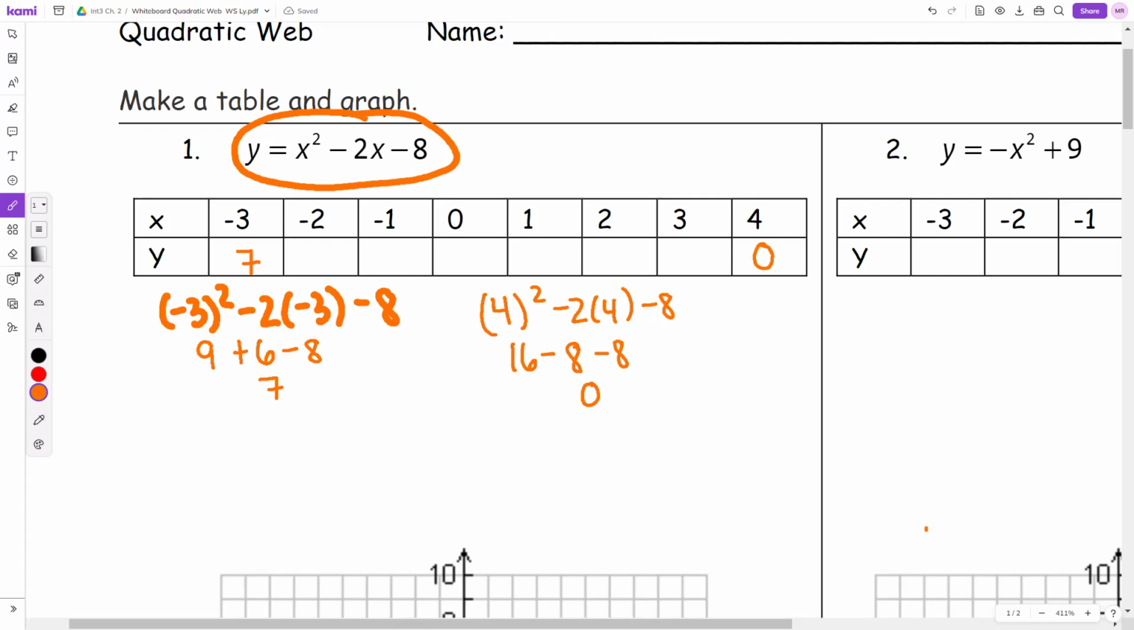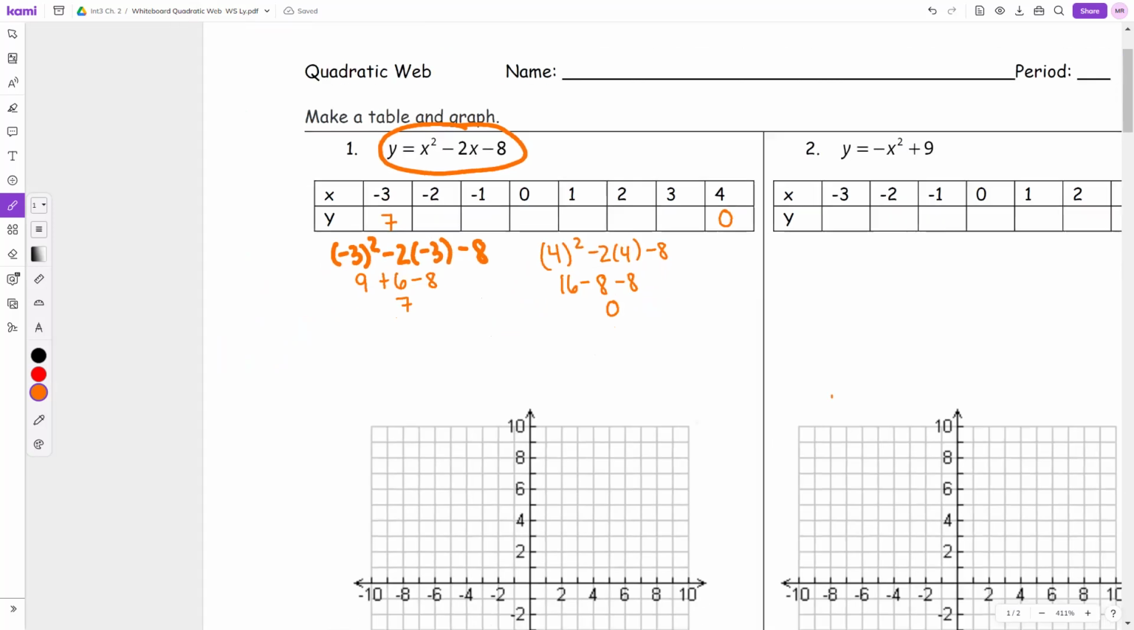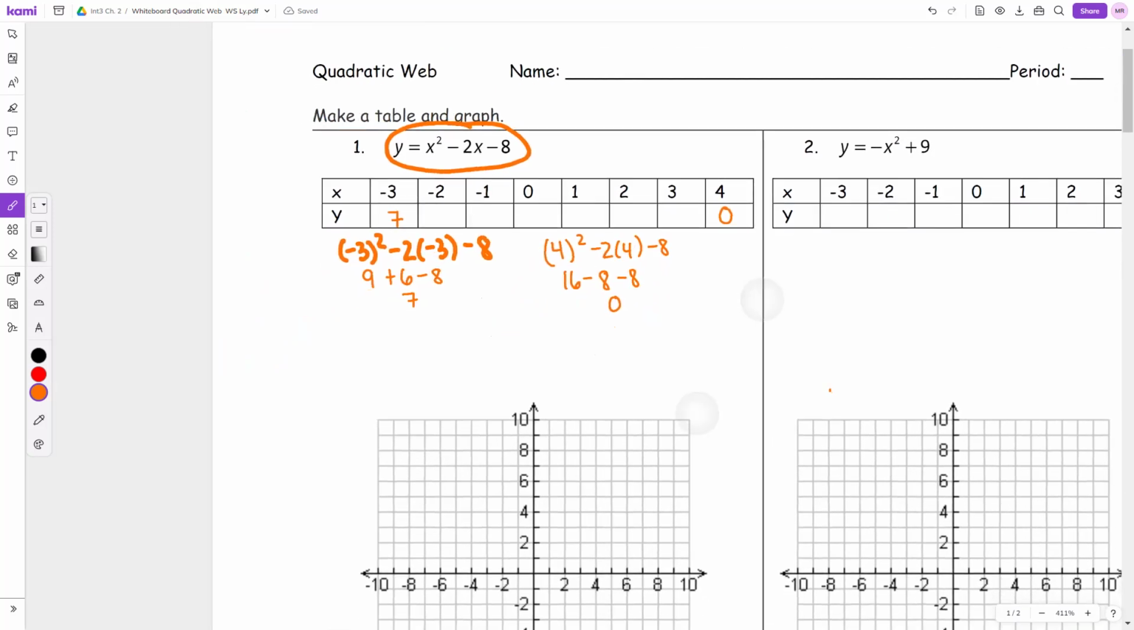You would then take those points and plot them. So you need to figure out the rest of these going through the same process, taking each number, putting them in for your x and working them. Same idea on number 2. Okay, then you're going to plot them here on the graph.